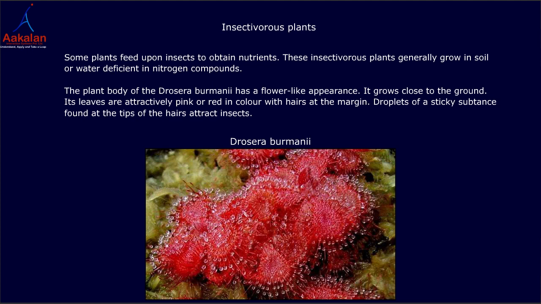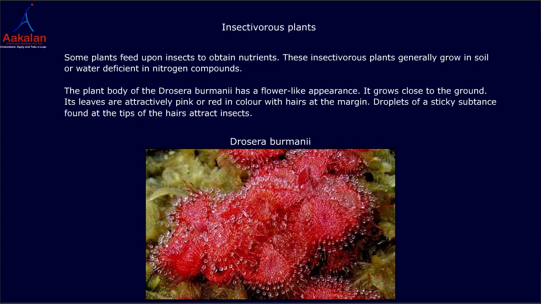Insectivorous plants. Some plants feed upon insects to obtain nutrients. These insectivorous plants generally grow in soil or water deficient in nitrogen compounds. The plant body of the Drosera burmannii has a flower-like appearance. It grows close to the ground.